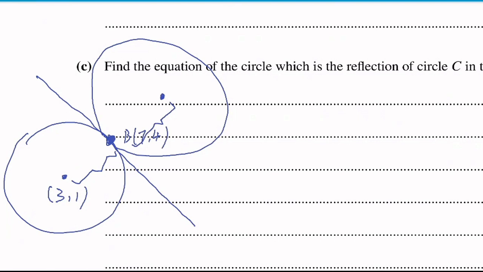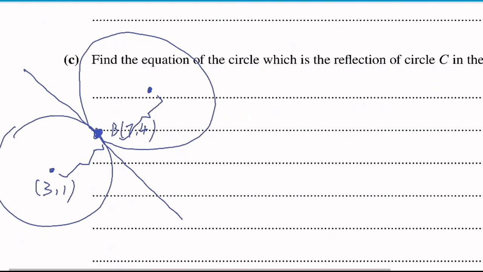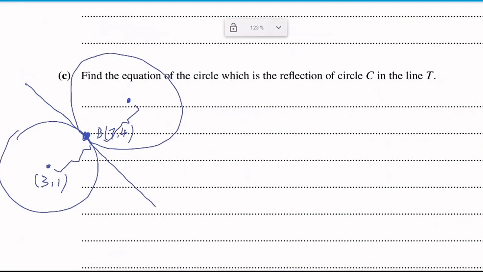So it means that the B here should be the midpoint of the two centers. Okay. So we can just make use of the property where B is the midpoint of the two centers there, because it is being reflected at the line T there.